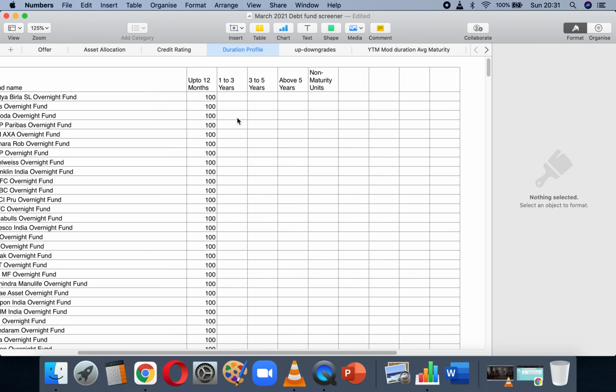Basically, if you need money, let's say after 5 years, then you don't invest in a fund which has most of the bonds maturing between 3 to 5 years. It's an open-ended fund, mind you. So I would suggest that you look for a fund that holds most of its bonds up to 12 months or 1 to 3 years. So it keeps rotating like that. So then the interest rate sensitivity will be low. Of course, credit rating you have to look at here.